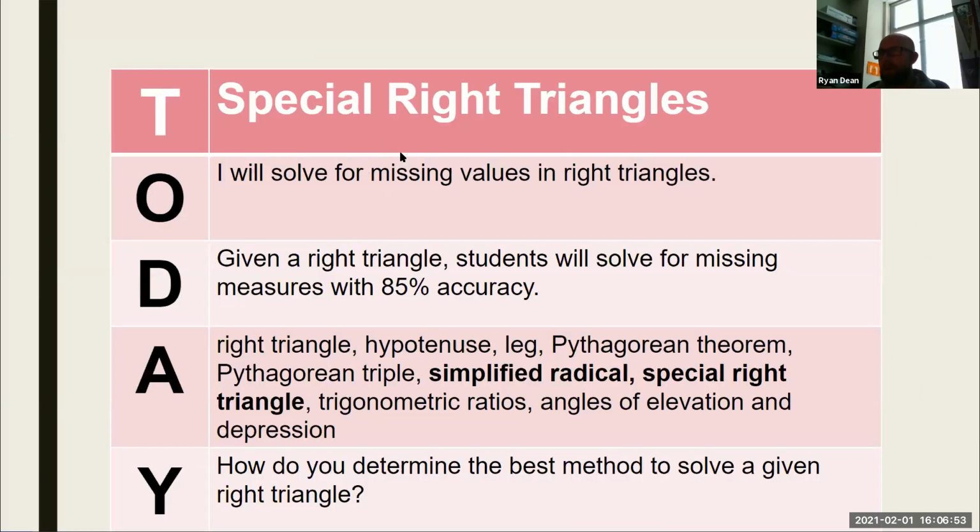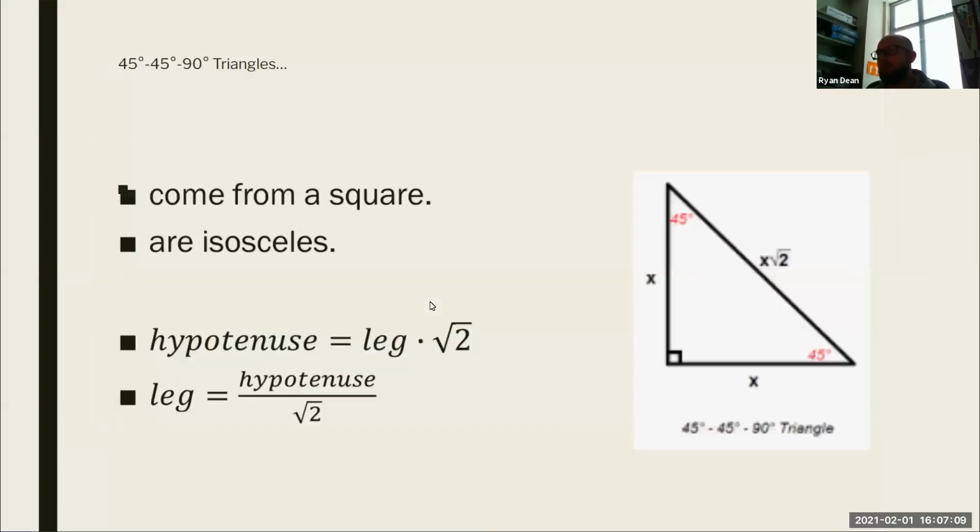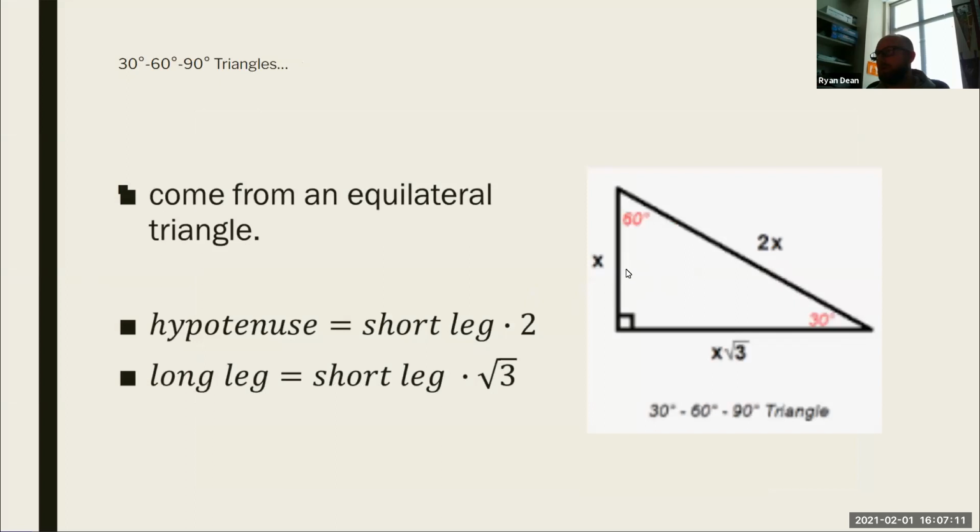We are right here on special right triangles talking about the 30, 60, 90s. After we are finished with this video, you'll be able to solve for missing measures of 30, 60, 90 degree triangles with 85% accuracy. So we come down here to this slide. This is our picture with some of the formulas that we're going to be using.